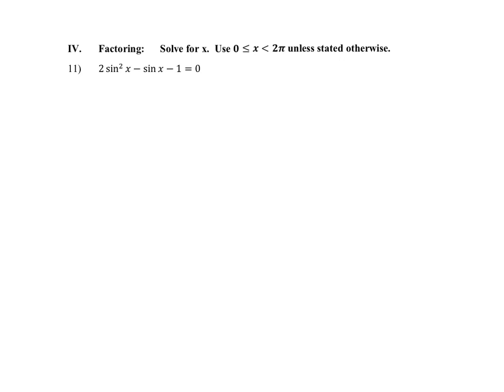Part 4, factoring. Solve for x. Use 0 is less than or equal to x, and x is less than 2 pi, unless stated otherwise. When you're using factoring to solve a trig equation, make sure that you set your equation so that you have all of your trig stuff on one side and 0 on the other side. Number 11, 2 sine squared of x minus sine of x minus 1 is equal to 0.